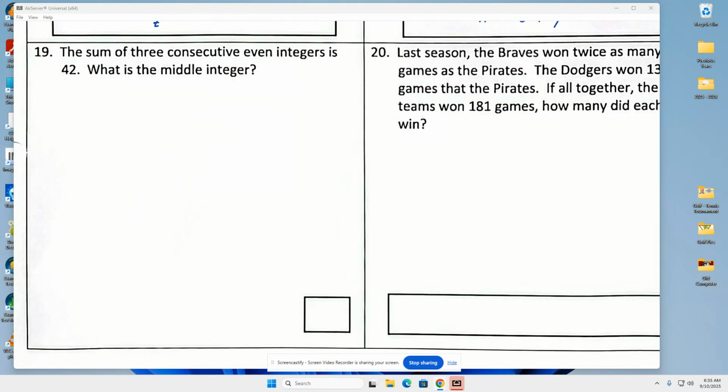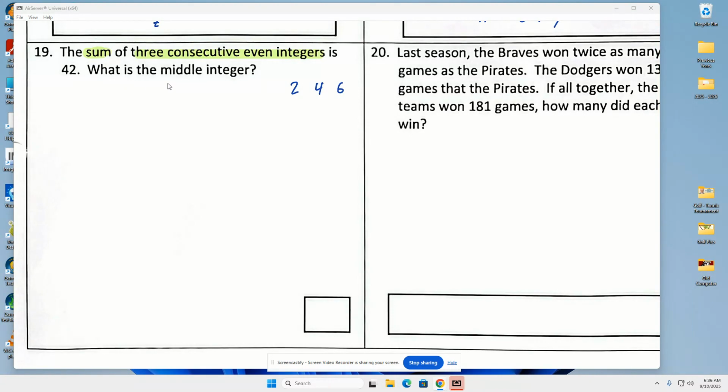Hopefully you guys remember, it says the sum, that means adding, 3 consecutive even integers. Remember, even integers are like 2, 4, and 6. That's 3 consecutive even integers, 2, 4, 6. And we know that the sum of the 3 for this problem equals 42. So it can't be 2, 4, and 6 because those don't add up to 42. The question asks, what is the middle integer?